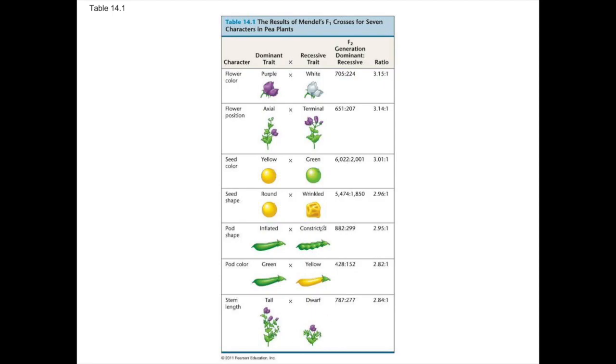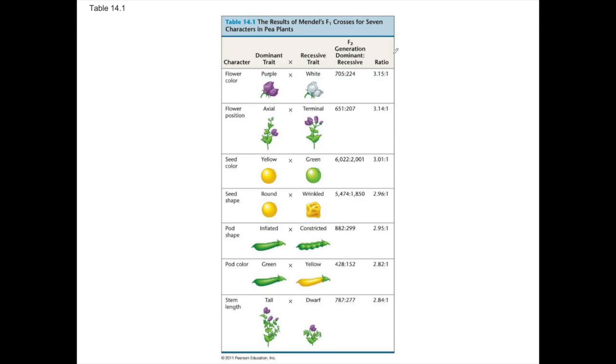So it turns out for all seven characters or genes that he looked at, only one of them, the dominant allele or trait, showed up in the F1. There wasn't any of the recessive allele or trait in the F1. And for all seven, he got about a 3-to-1 ratio of dominant to recessive in the F2. So what this demonstrated to Mendel is that the pattern of inheritance that he was observing was not specific to flower color. It turned out he saw the same pattern of inheritance for every character or every gene that he happened to look at.